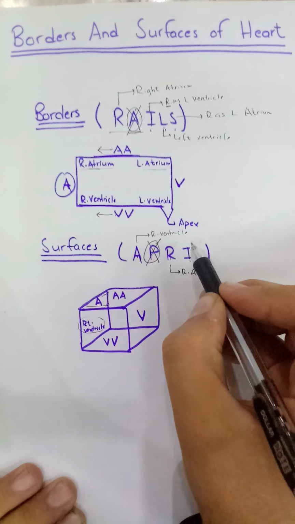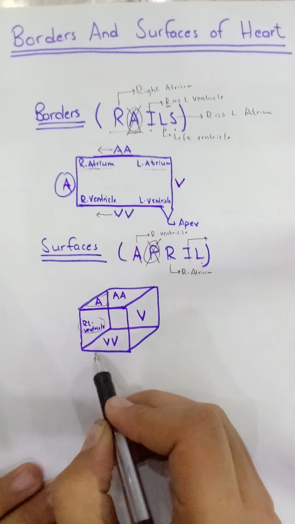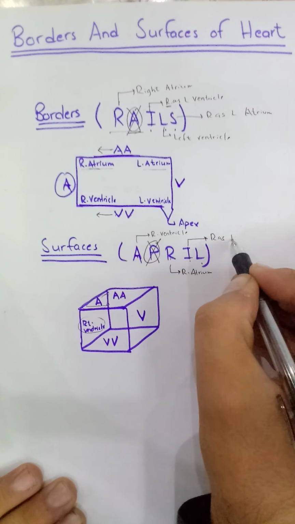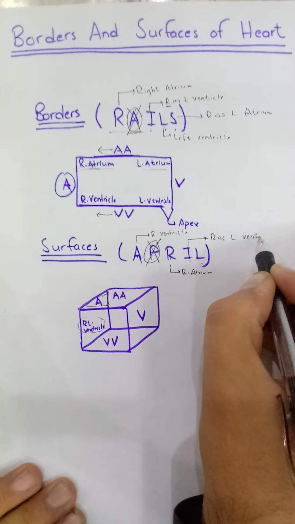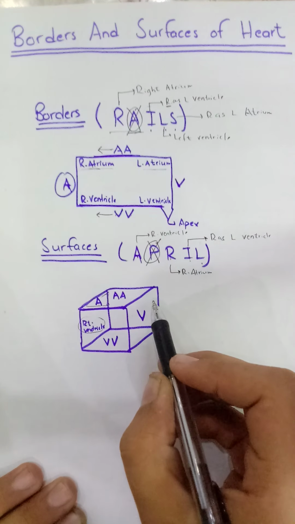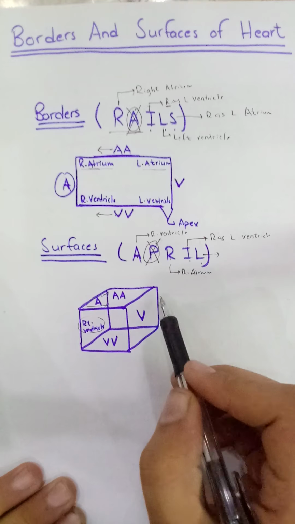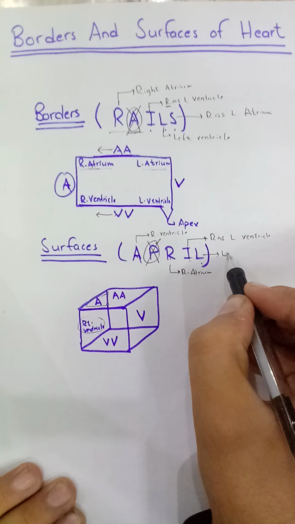This is the inferior surface, I is inferior, so it was made up of the right and left ventricle. And this is the left pulmonary surface, so the left pulmonary surface was made up of the left ventricle.